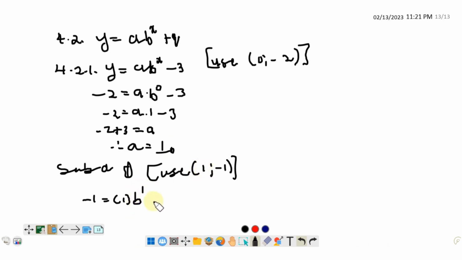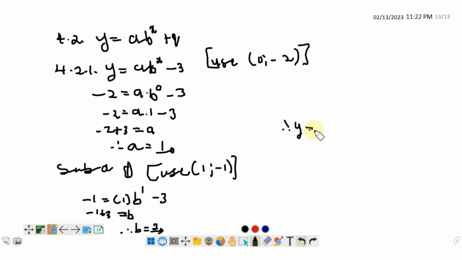Times 1 minus 3. Any number to the power of 1 is itself, right? So b to the power 1 is b, and this is 1. We already have that. I'll take this negative 3 to the other side. This becomes negative 1 plus 3 is equal to b. Therefore, b is equal to positive 2. So I have both a and b. Then I can write the equation.